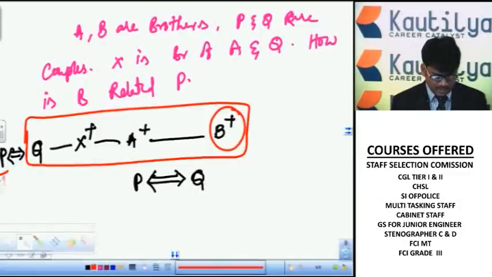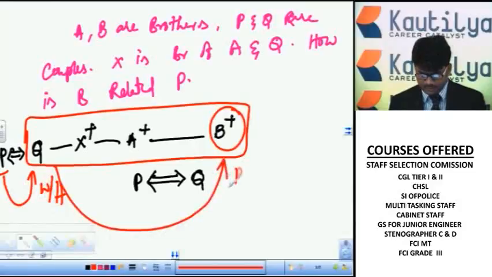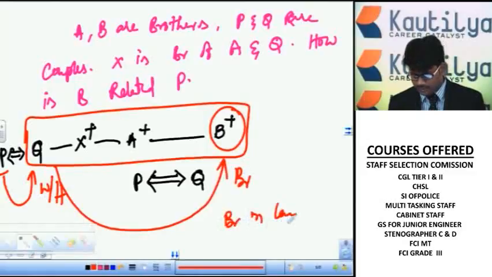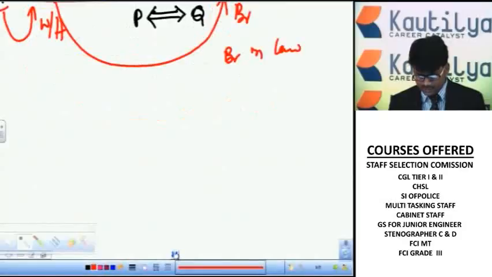P has a spouse, that is Q. Spouse means wife or husband. That wife or husband has a brother, B. A wife's brother or a husband's brother is called a brother-in-law. The person B related to P is definitely brother-in-law. These are the relations, problems in group relations.